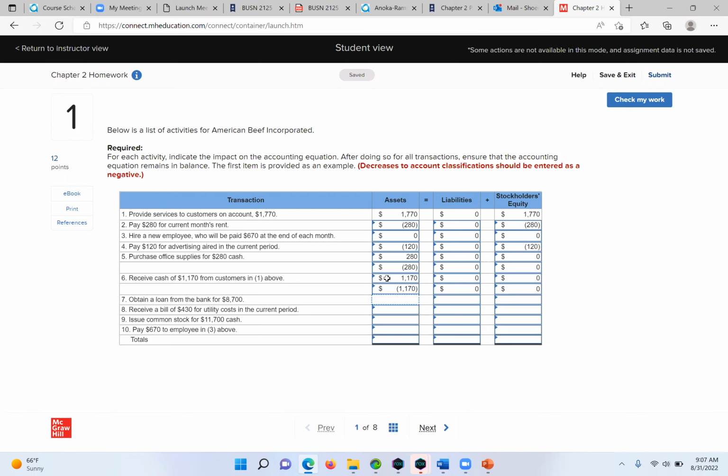Remember, accounts receivable means they owe us money, or we're due money from a customer. When they finally pay us the money, we have to take it off our books. Our cash increases, our accounts receivable decreases. How about number 7? We obtain a loan from the bank. What happens here, guys?